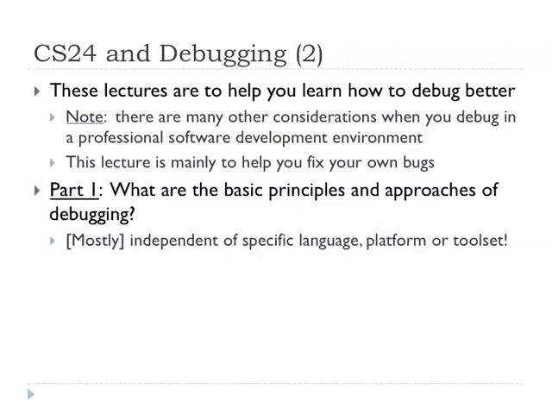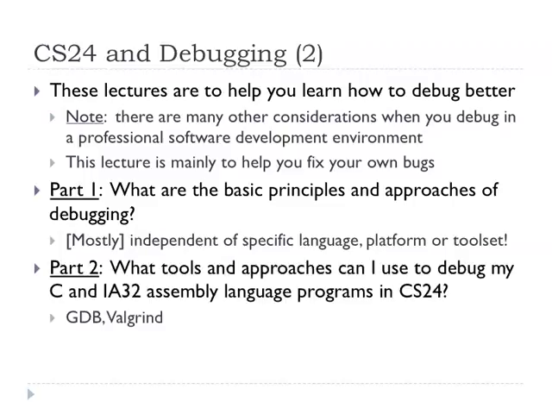There are 2 parts. The first part is basically how do I think about programs with bugs and how do I go about finding the causes of those bugs. It is mostly independent of the specific language, although we will have some C-specific material in here. And then the second part, which will also be about an hour, is what tools and approaches can you use to specifically debug C programs, and also IA32. So this is more CS24 specific. We'll talk about GDB, and we'll also talk about another tool called Valgrind, which is very, very powerful.